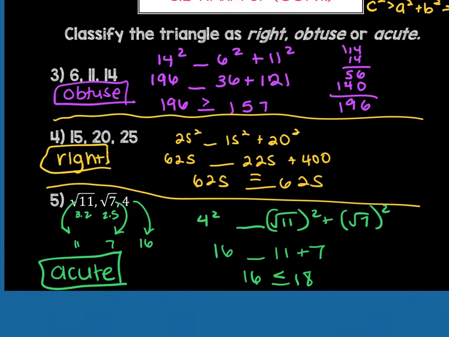Questions on those? I did it wrong, but it's still acute. Just be careful. You might have gotten lucky. How do you mean you did it wrong? I did the square root of 7 first. Okay. So be careful. Just because it's acute, that worked. If it was obtuse, it would have been wrong.